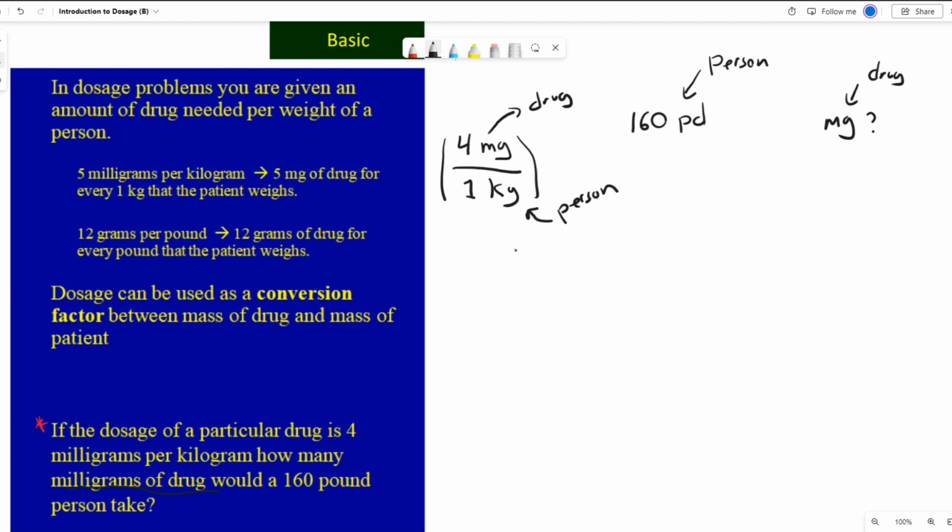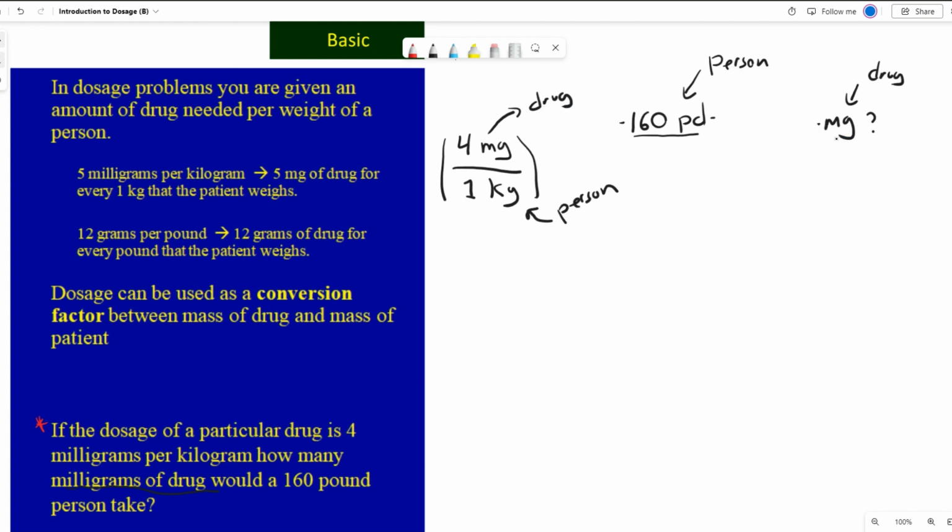That's what we're looking for. I've had students before, they would take this 160 pounds because they didn't realize it was the mass of the person, and they would convert pounds into kilograms, kilograms into grams, and then grams into milligrams, and they would think that's the answer. Well, what they did was they just converted this person's mass into milligrams. That's not what we're looking for. We want milligrams of drug, not milligrams of the patient. So that's why for these dosage problems, you have to be very careful to have everything labeled. This is mass of person, mass of drug, and you're looking for mass of drug.